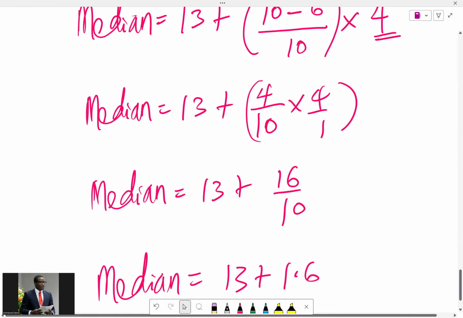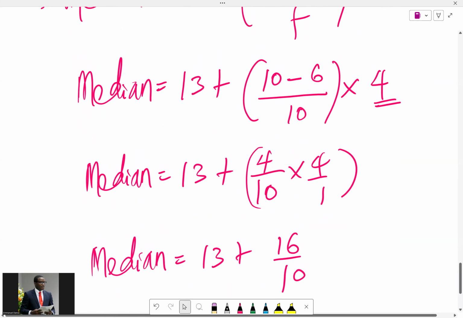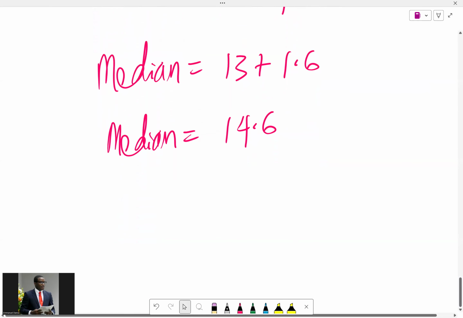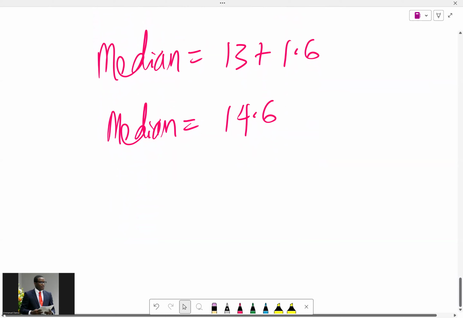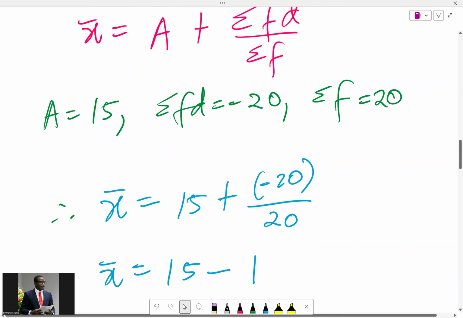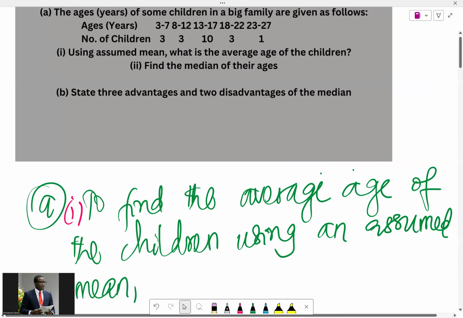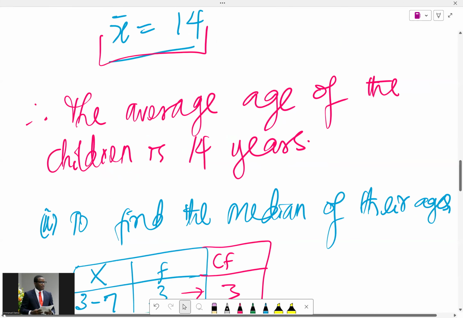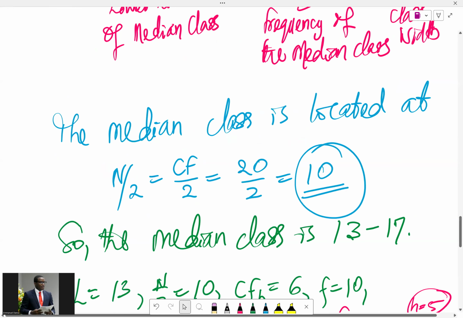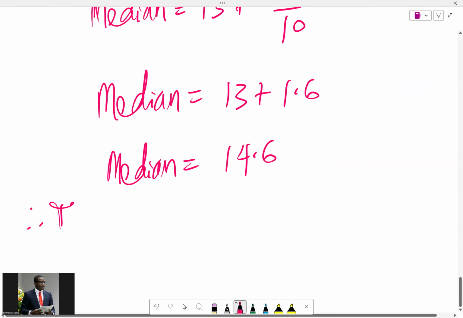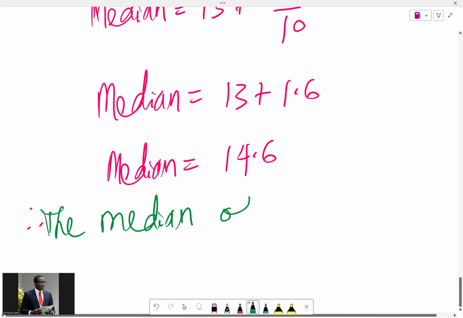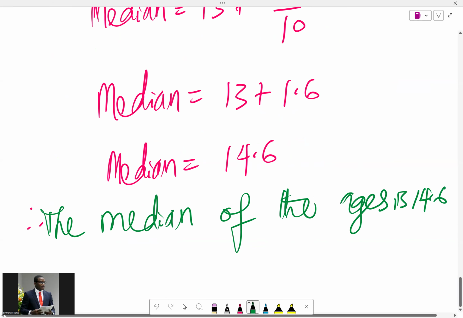If we had used 5, right, that would have been 4 times 5, 20, that would be 2. So 14.6 and then 15, they are really close. But I mean, just be sure you do it how you are taught in class. That's really important. Do it exactly how you're taught in class. So you can say, therefore, the median of the ages is 14.6. And there you have it.